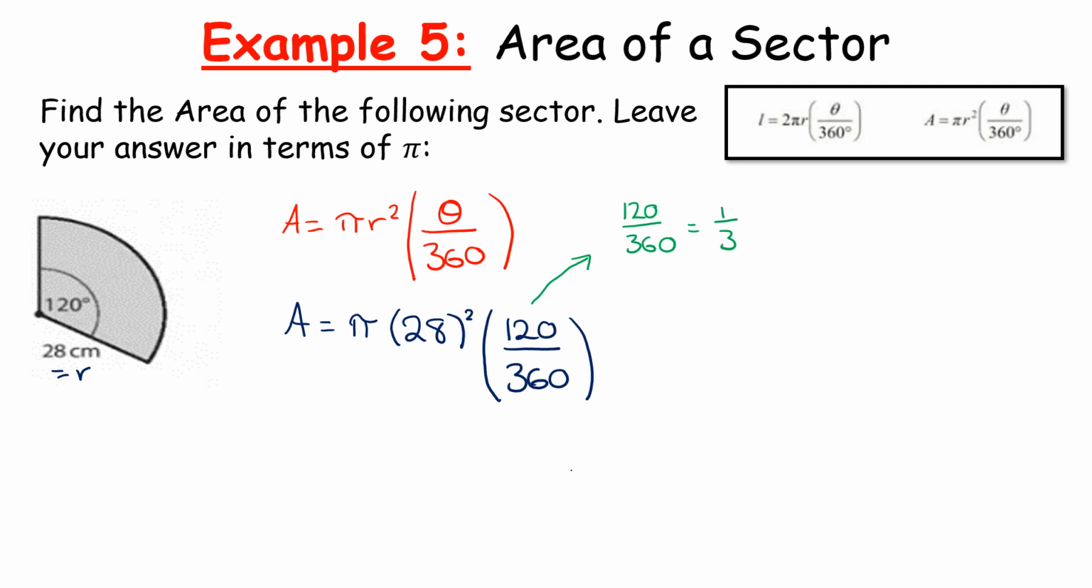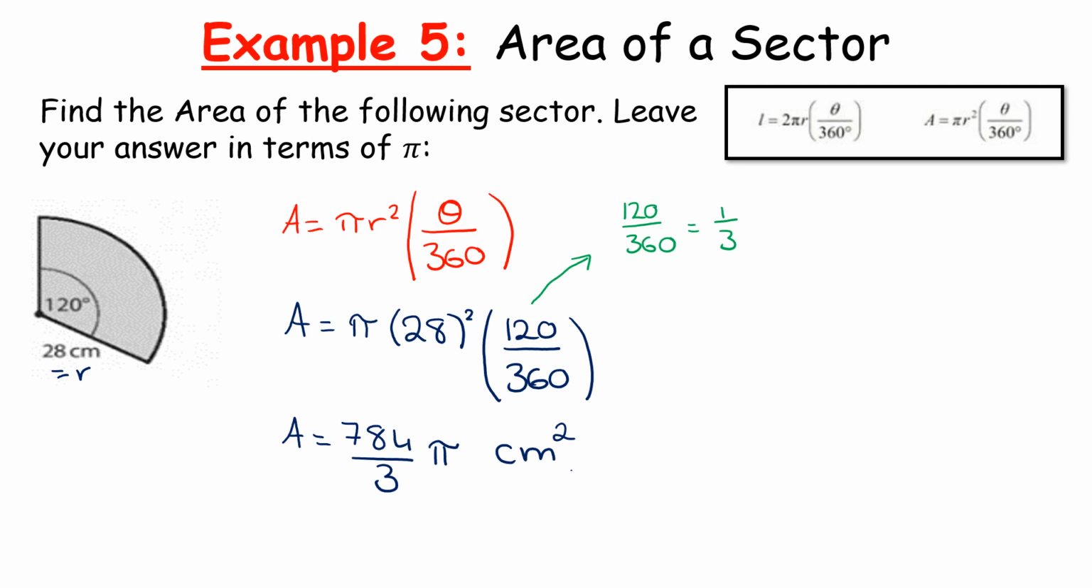and just use your brackets. You can use a multiply sign if you find that easier. And the answer that this spits out is 784 over 3 pi, and then we have centimeters squared for our area. So it's a nice straightforward little formula.